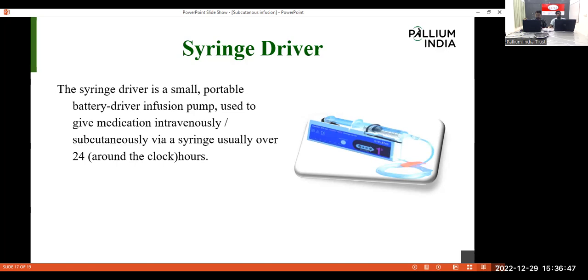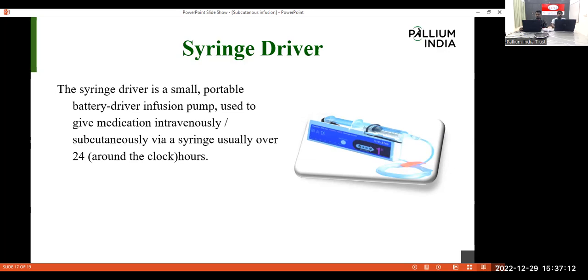It is a battery-driven infusion pump only. We can connect this syringe driver both intravenously and subcutaneously for giving the continuous infusion. Maximum 24-hour continuous subcutaneous or continuous intravenous infusion we can give by using this syringe driver.